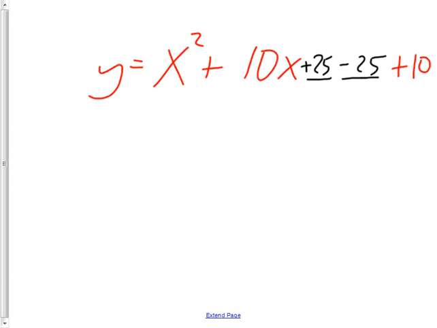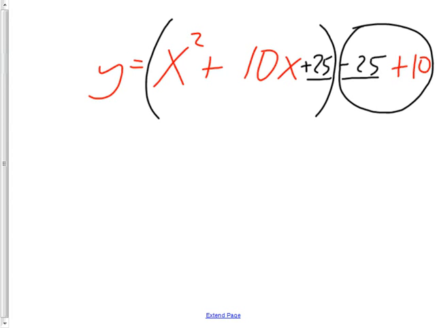Just like timesing by 1 is okay. You can times things by 1 and it doesn't change its value. All right. Now, why did I do it? Because now this is my perfect square, and that is my leftovers. And my perfect square is going to be x plus 5 and x plus 5.